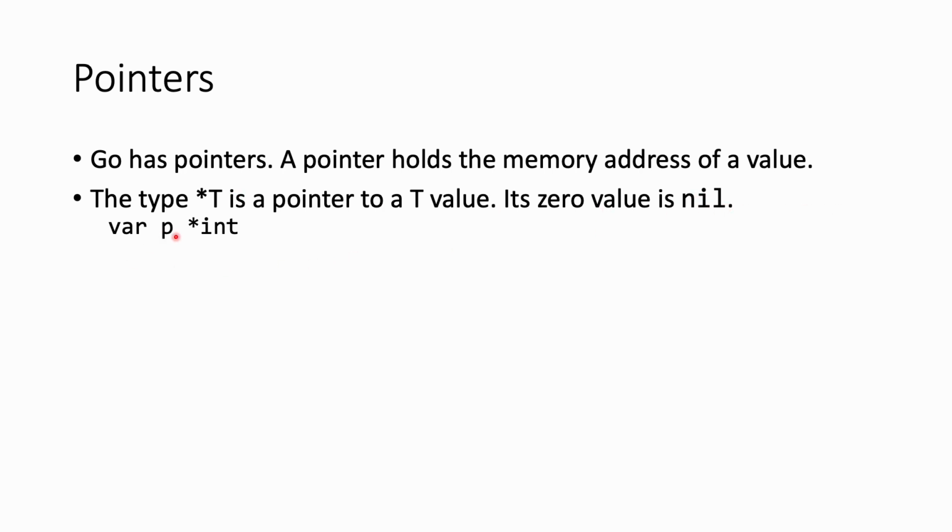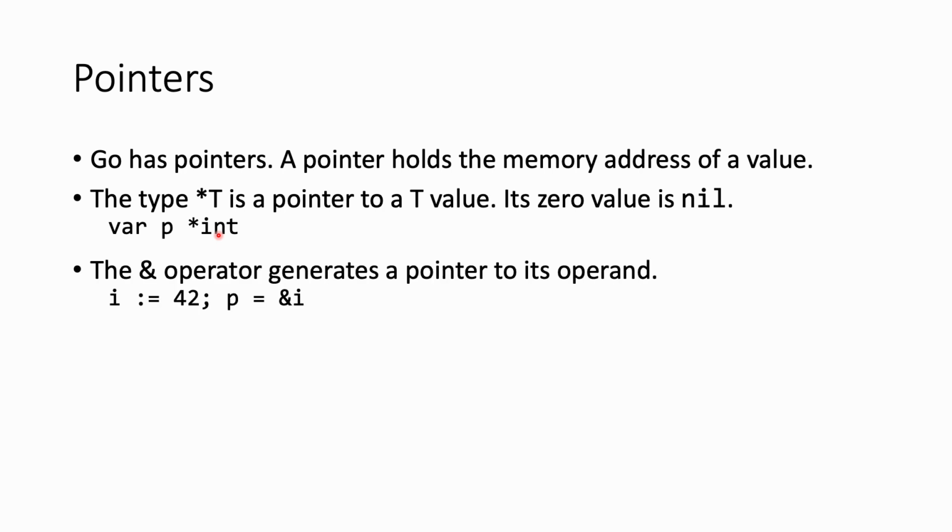For example, here we declared variable p to be of type *int, which is a pointer to an int value. So variable p can hold the memory address of any int value. We can also generate a pointer using the ampersand operator. The operand of the ampersand operator is any non-pointer variable, and the ampersand operator generates a pointer to its operand.